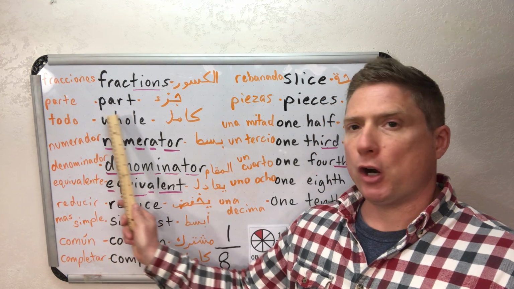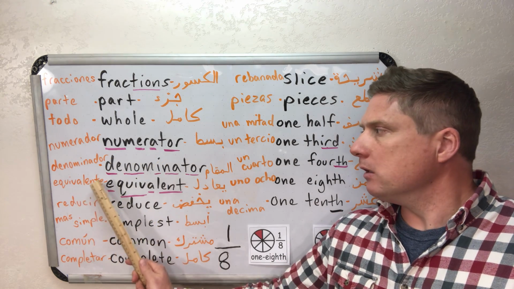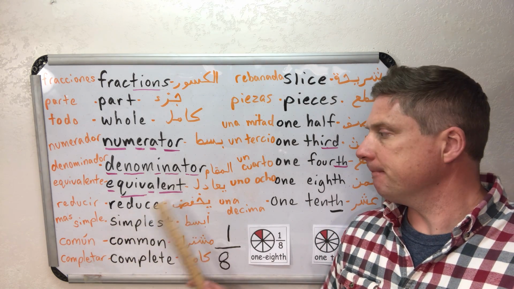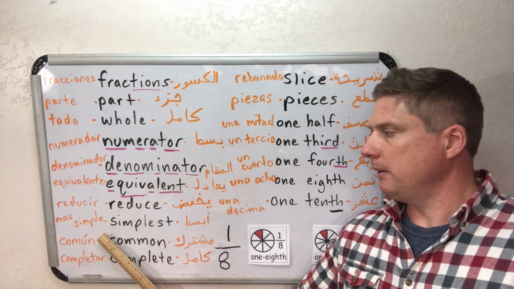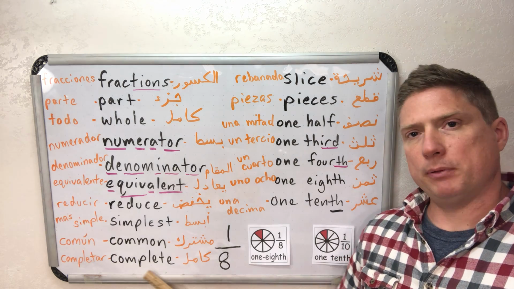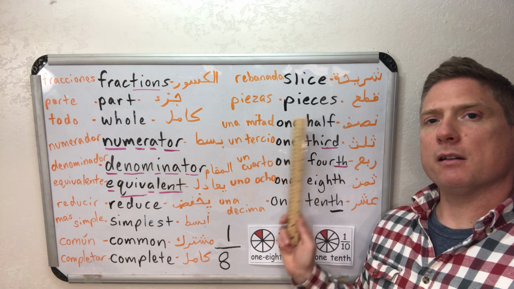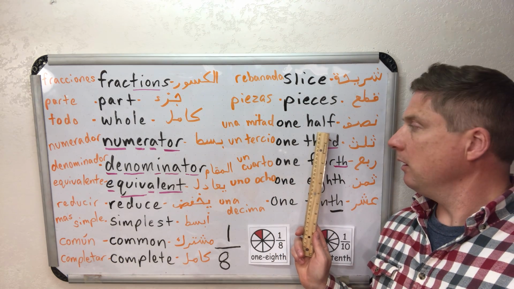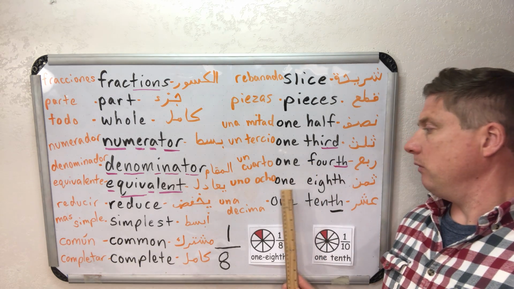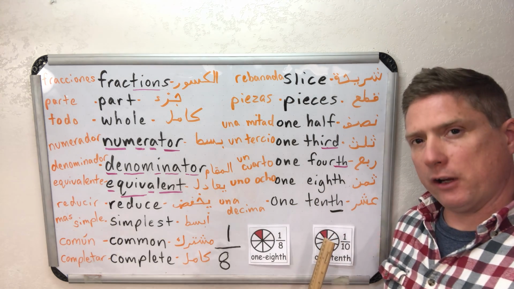Fractions. Part. Whole. Numerator. Denominator. Equivalent. Reduce. Simplest. Common. Complete. Slice. Pieces. 1/2. 1/3. 1/4. 1/8. 1/10. Okay, and I'm going to show you one other trick.